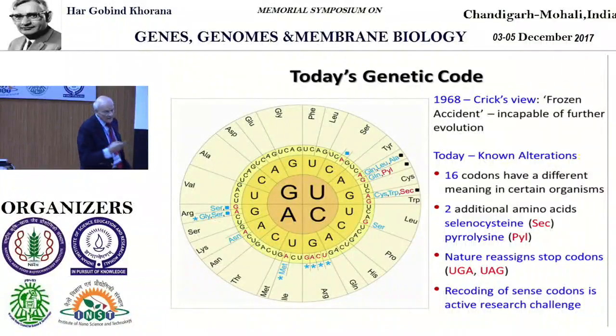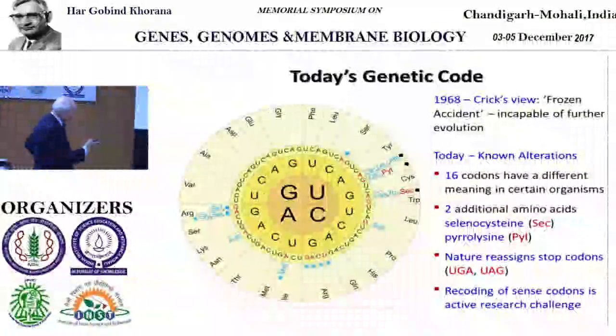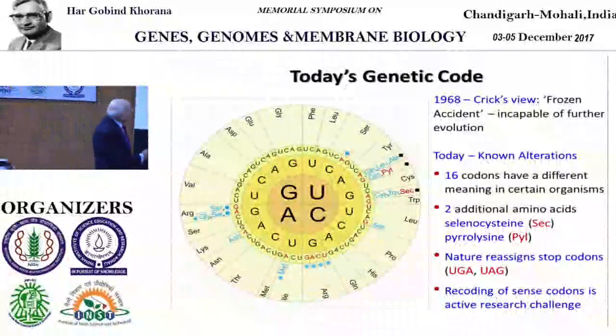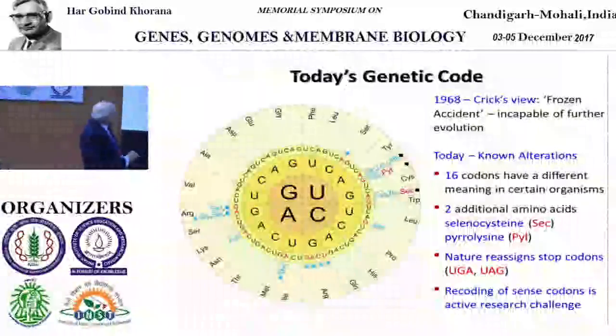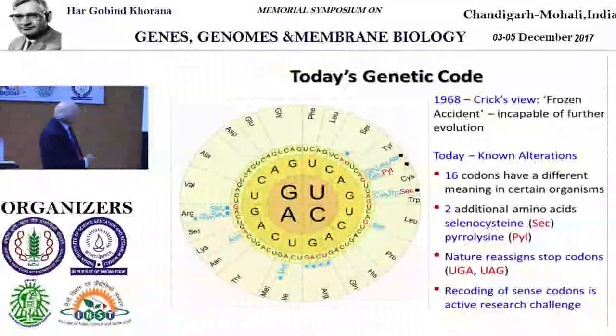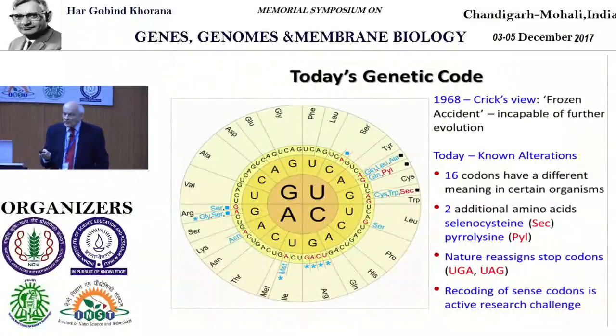An accident in further evolution. This is why Crick had this view. Today we know that among the known alterations, there are 16 codons, shown in blue, that have different meanings in different organisms.